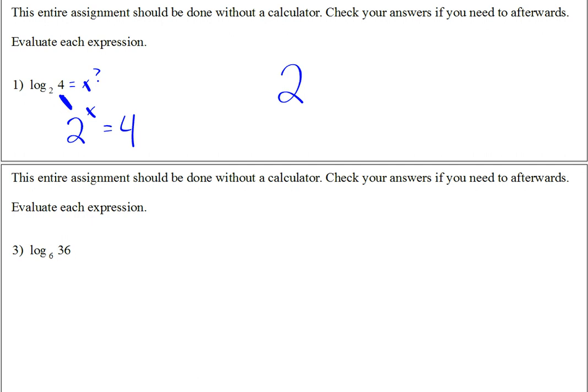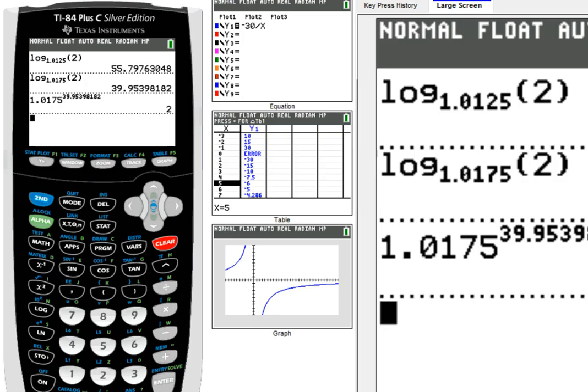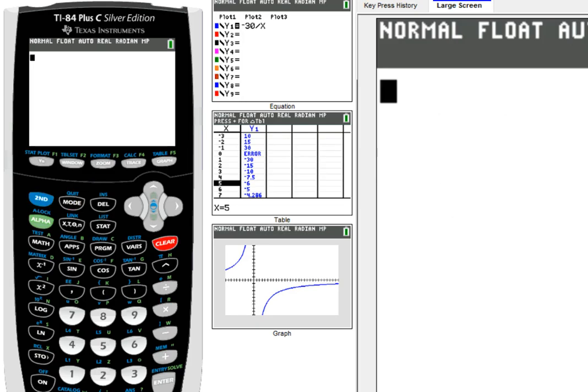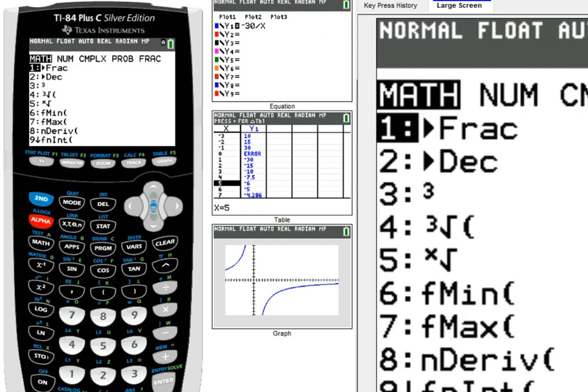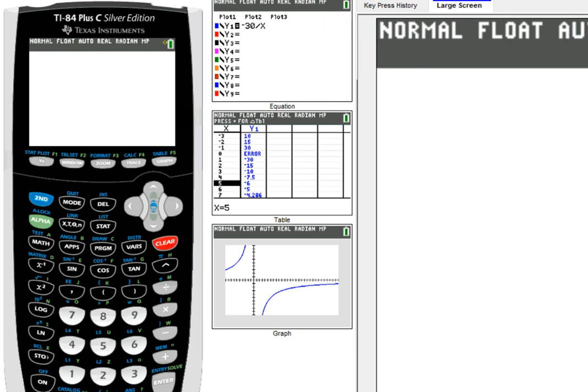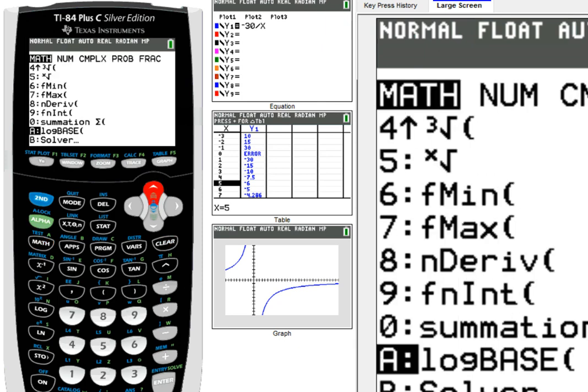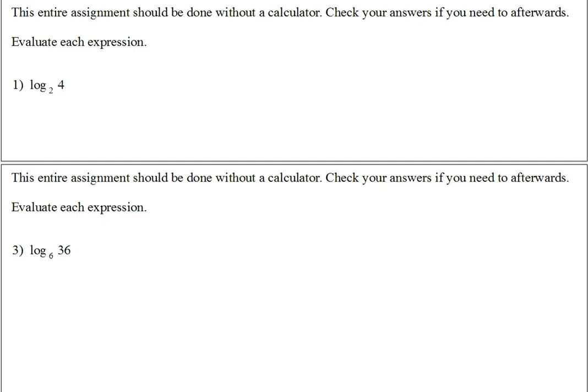If you put that into your calculator, let me show you how to do that real quick. You're going to hit math, then alpha and math, or another way you could do it would be to hit math and go up to where it says log base, and hit enter. Well, it doesn't want to do that for me. So if we put in log base 2 of 4, it's going to give us 2.